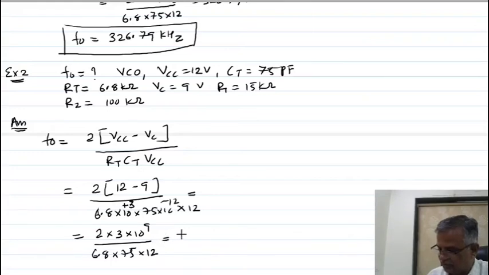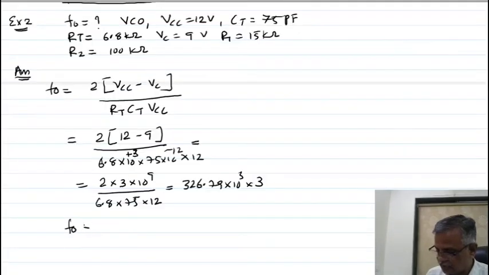If you look at your previous numerical, you can easily write it this way. If you calculate this value, you will get 980.37 kilohertz. It's a very simple numerical. You have to remember only the equation of FO.